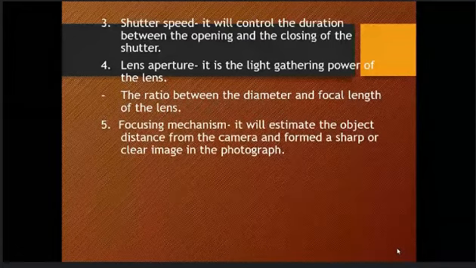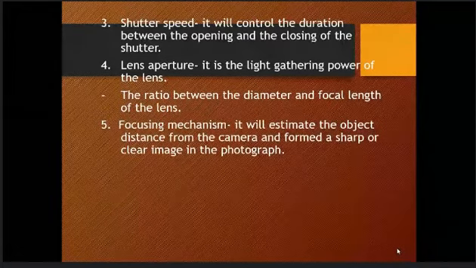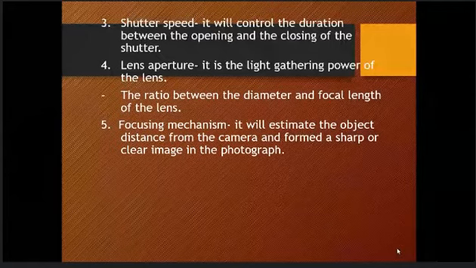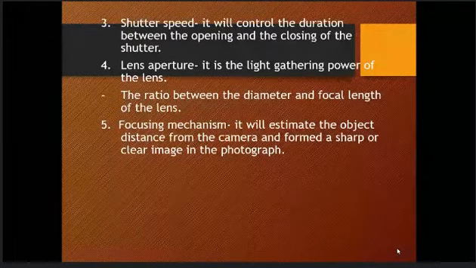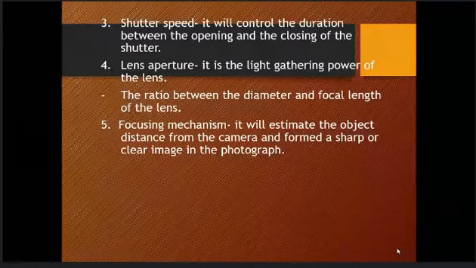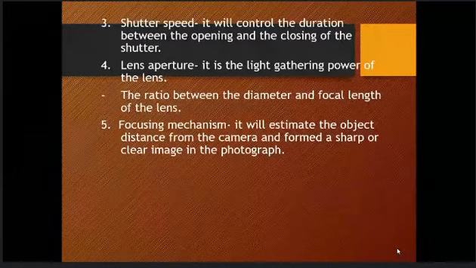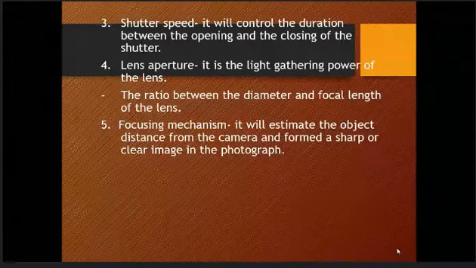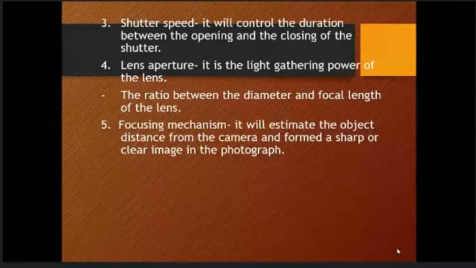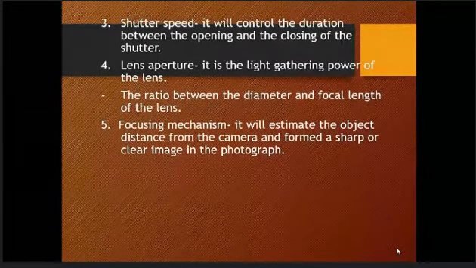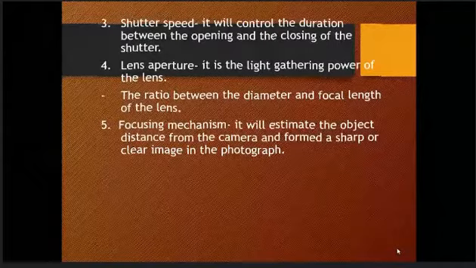Then we have also the focusing mechanism. It estimates the object distance of the camera. Not like now in digital, in traditional cameras you have no actual focusing mechanism that can be adjusted. It is fixed in traditional. However, now in digital, you can zoom. This is called the zoom lens that is used in digital.